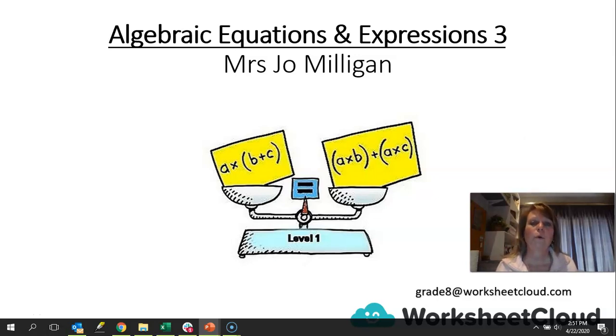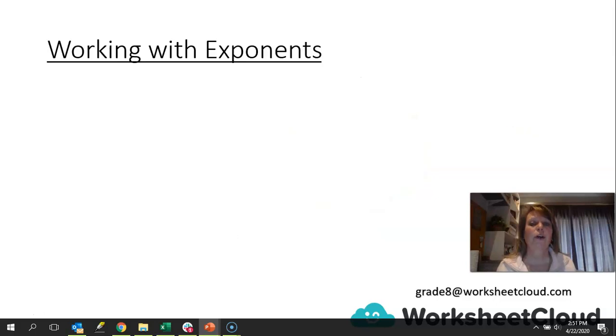We're going to look more at algebraic equations and expressions, and today we are going to look at how to work with exponents. This can be a bit confusing, so I'm going to go quite slowly, and please don't forget to email any of your queries to grade8@worksheetcloud.com, and somebody will get back to you with an answer.